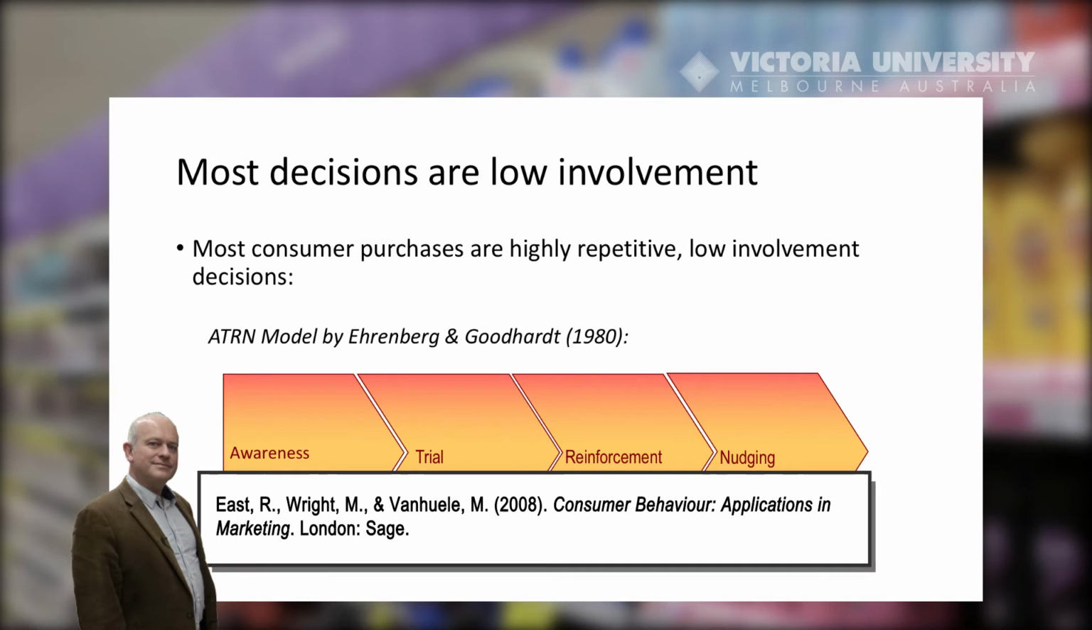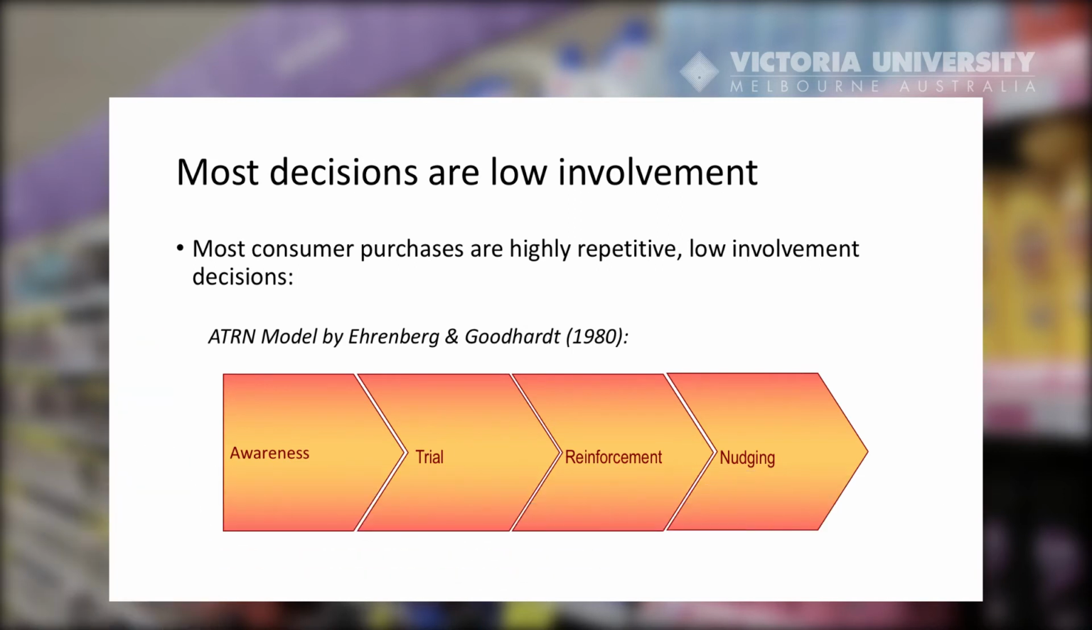So here we see an alternative model by Ehrenberg and Goodhart, and they suggest that you start by making the consumer aware of the brand. From a probability perspective, the consumer at some point might trial the brand. Once the consumer has trialed the brand, we use our marketing communications efforts to reinforce the brand's usage with the consumer. And over time, the neural networks will slowly deteriorate. And what we have to do with our marketing communications is nudge the consumer to remember the brand and refresh those neural networks about the brand.